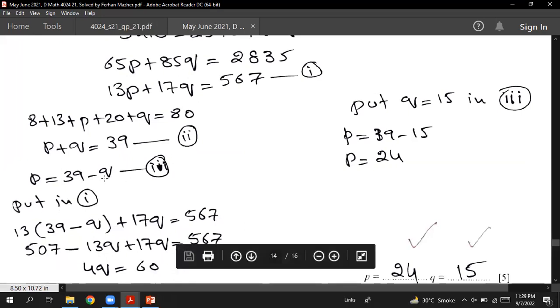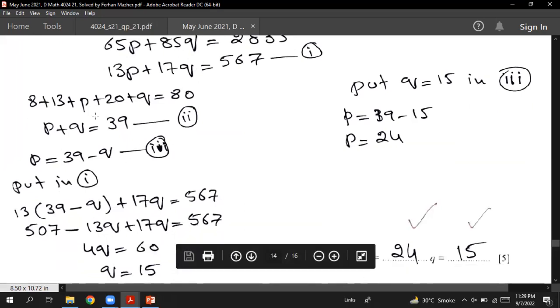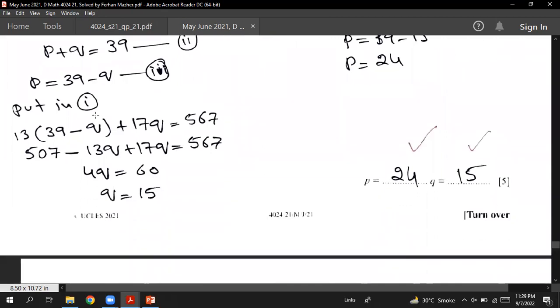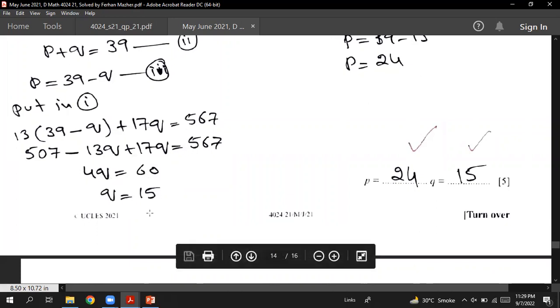So put this in the first equation, and it will be 13 bracket 39 minus Q plus 17Q is equal to 567. So it will be 507 minus 13Q plus 17Q is equal to 567. So it will be 4Q equals 60. So Q will be equal to 60 divided by 4, and that will be 15.